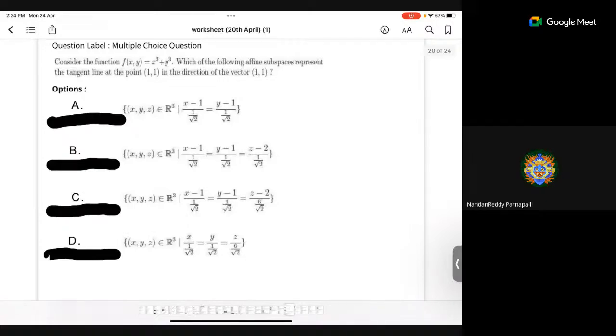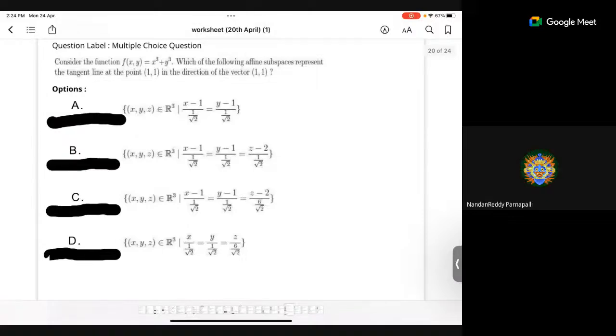You got x equal to 1 plus t into 1 by root 2, right? No, actually the parametric form we get is 1 plus t by root 2. Yeah, x equal to 1 plus t by root 2. As per the lecture it is x of t equal to 1 plus t by 2 we are getting, and y of t will be 1 plus t by root 2 and z of t will be 2 plus 6 by root 2. How is that converted to this form, x minus 1 by 1 by root 2?